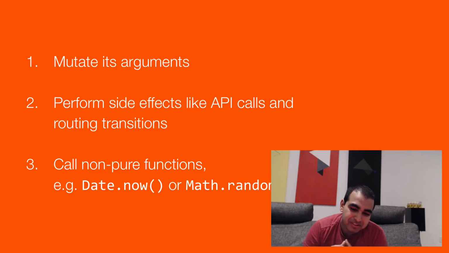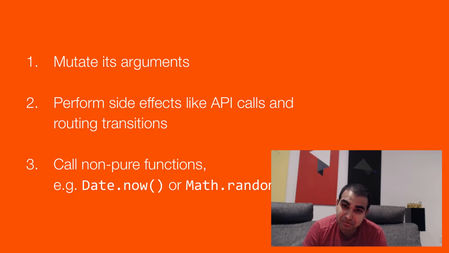You cannot perform side effects like API calls and routing transitions. You can't rely on any external code whose predictability is kind of up in the air. You don't know what the API call is always going to return, and you don't want to change the current context of your overall application by routing somewhere else. And the last one is you cannot call what's known as non-pure functions. These are functions that, for a given argument, might return a different value every single time.